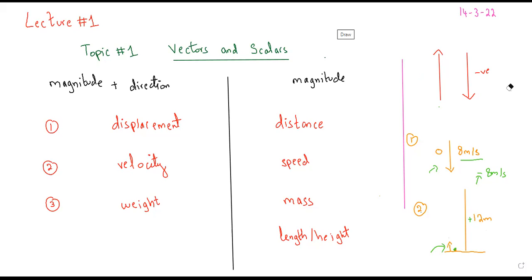Let me use something else here. Negative for the upward direction and positive for the downward direction. Now things would be different. Downward direction is positive. If the stone is coming downwards, then I will use a positive rate here. And if the stone in the second example is going in the upwards direction, then I will use -12 meters, right? Because that would be the displacement.